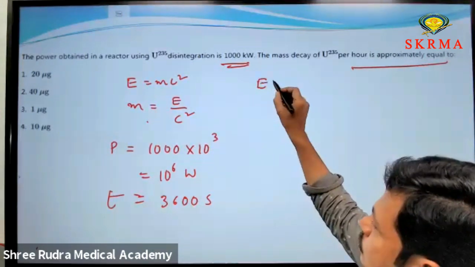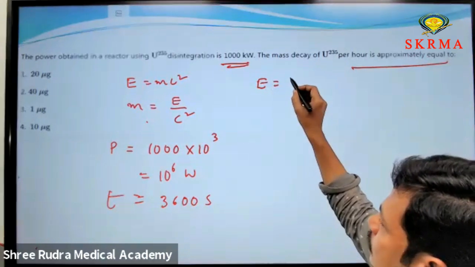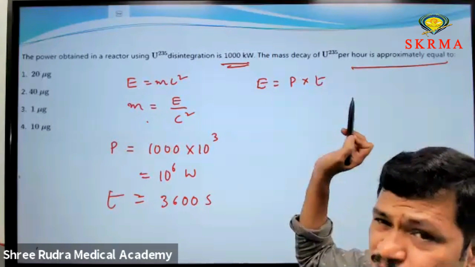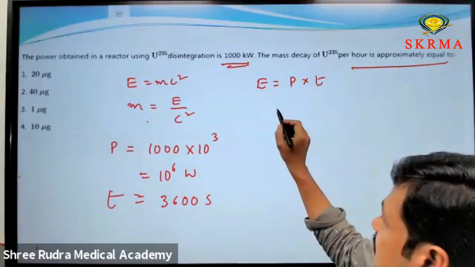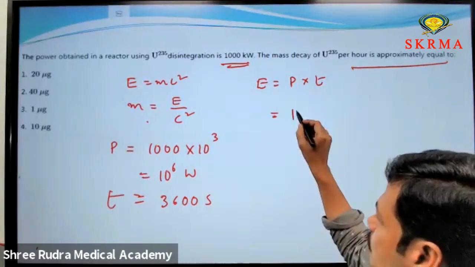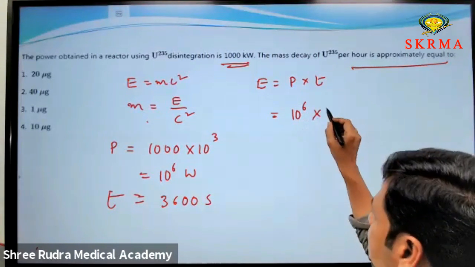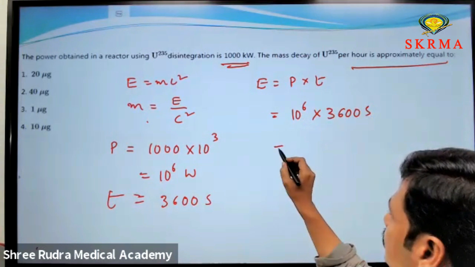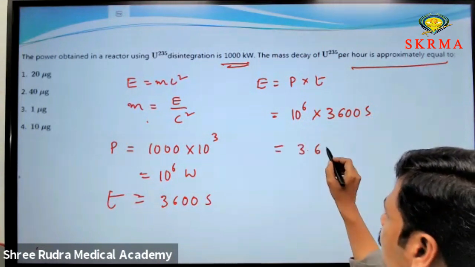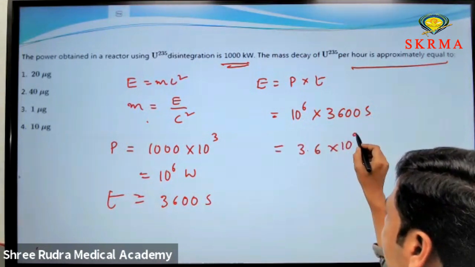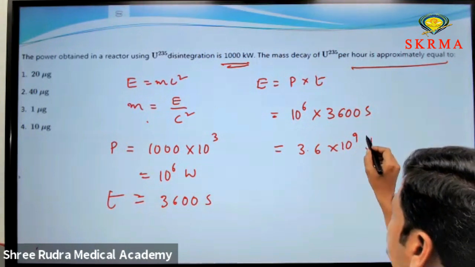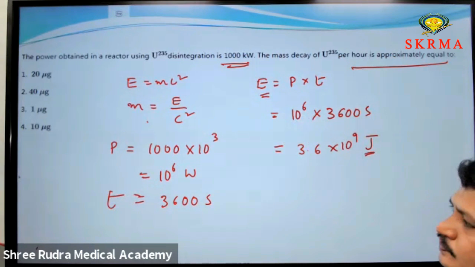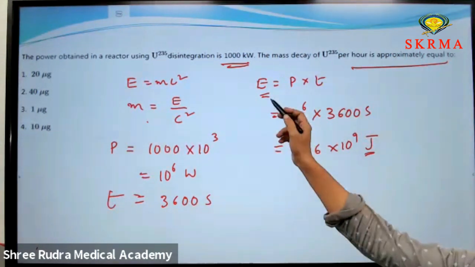E equals PT, because P equals E by T. We discussed energy by time gives us power. Energy equals P into T. The P value is 10 power 6 into the time, 3600 seconds. From the remaining equation you get 3.6 into 10 power 9 joules. The value of energy is in joules. So now you can calculate energy.